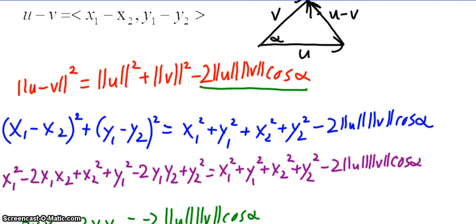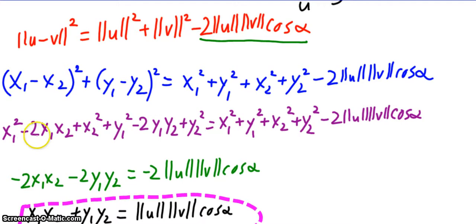Multiply out x1 minus x2 quantity squared, and we get x1 squared minus 2x1 x2 plus x2 squared. Multiply out y1 minus y2 quantity squared, we get y1 squared minus 2y1 y2 plus y2 squared. And then the x1 squared, the y1 squared, the x2 squared, the y2 squared, and the 2 magnitude u magnitude v cosine alpha stay the same. Now a few things cancel. On the left side and the right side I have a positive x1 squared, that goes away. On the left side and the right side I have a positive x2 squared, that goes away. On the left side and the right side I have a positive y1 squared, that goes away. And on the left side and the right side I have a positive y2 squared, that goes away.